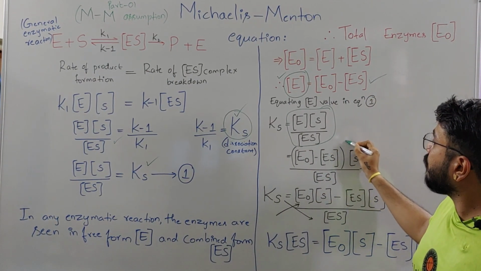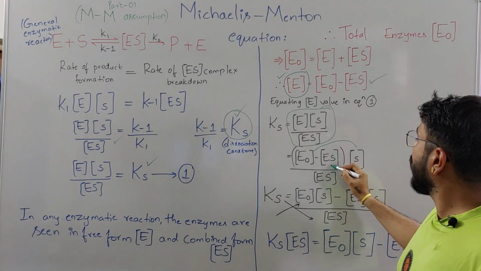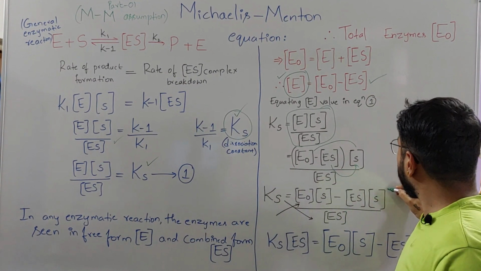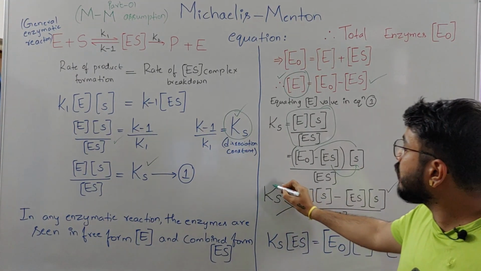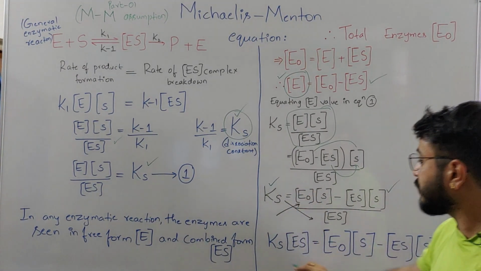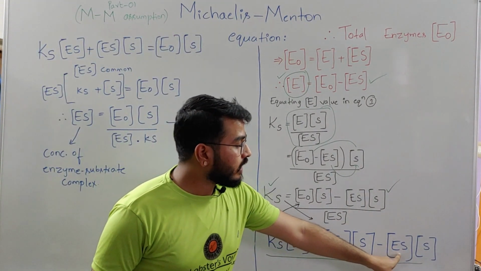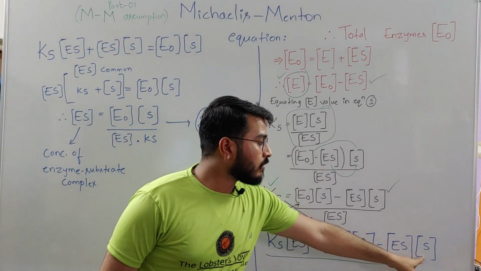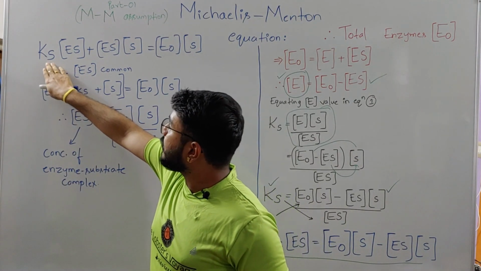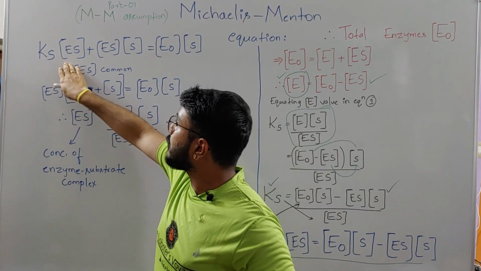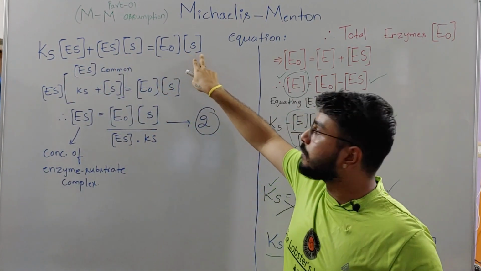and multiplication of E0 with the substrate concentration and multiplication of the enzyme substrate complex with the substrate concentration, we get to write this step. Now, after the cross multiplication of the dissociation constant with the enzyme substrate complex, we are finally at this step. Moving the molar concentration of the enzyme substrate complex into the left hand side, we get the dissociation constant into the enzyme substrate complex plus enzyme substrate complex into the substrate molecule, which is equal to E0 into substrate concentration.